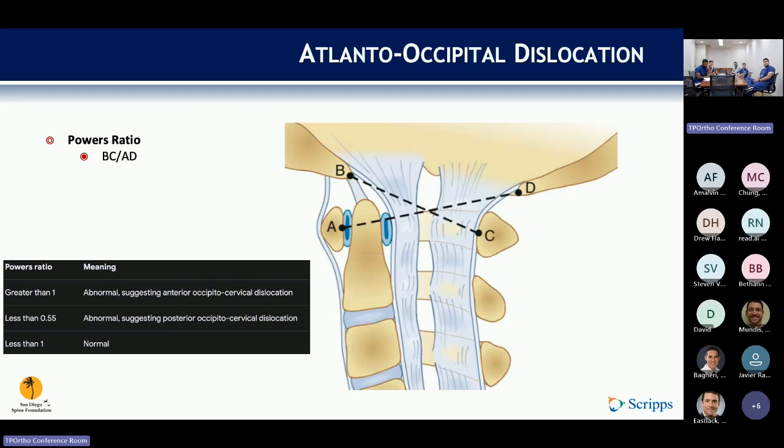When you're evaluating this injury, you want to look at Powers ratio, and this compares the distance between the basion to the posterior arch of the atlas, and the distance between the opisthion and the anterior arch of the atlas. So if you have, sorry, some of this is cut off. I don't know if you can see all of it, but if you have a Powers ratio greater than 1, this can suggest an anterior dislocation. If it's less than 0.55, this can suggest a posterior dislocation.